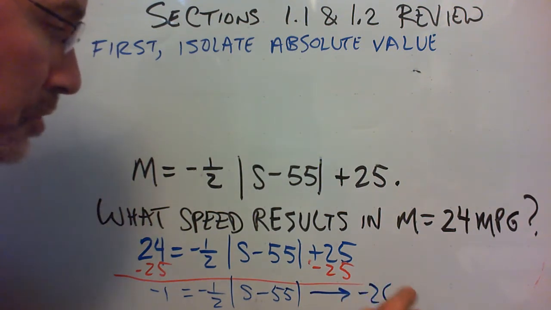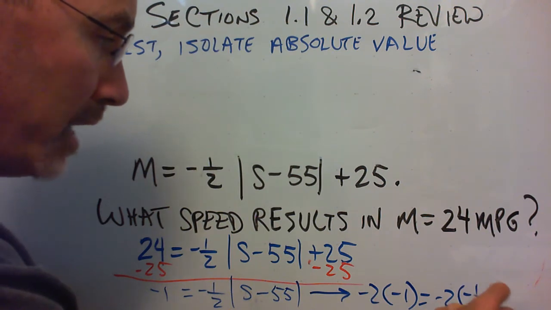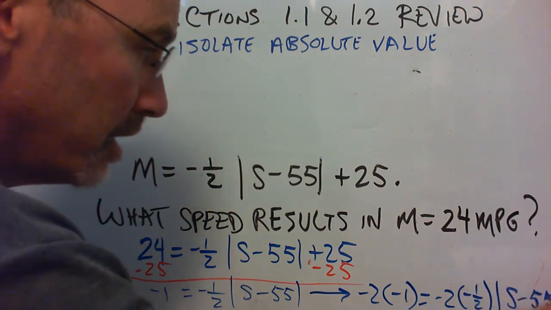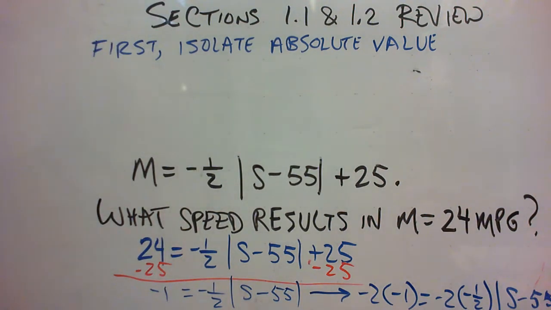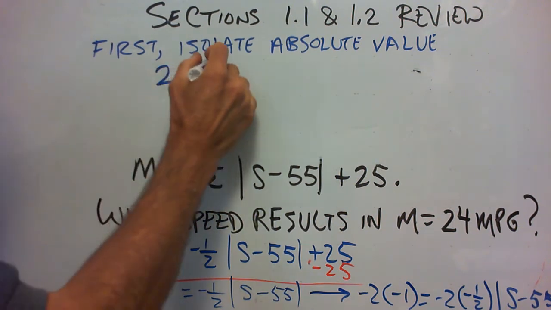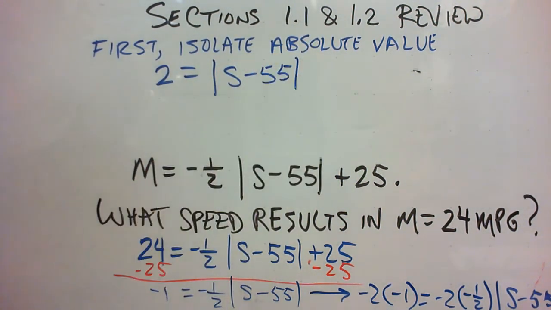So -2 times -1 equals -2 times -1/2 times absolute value s minus 55. By doing that, the -2 cancels the -1/2. So we end up with the equation 2 equals absolute value s minus 55. Now we solve two cases.